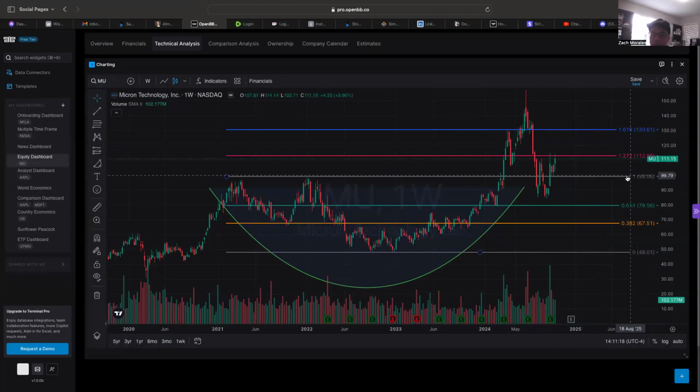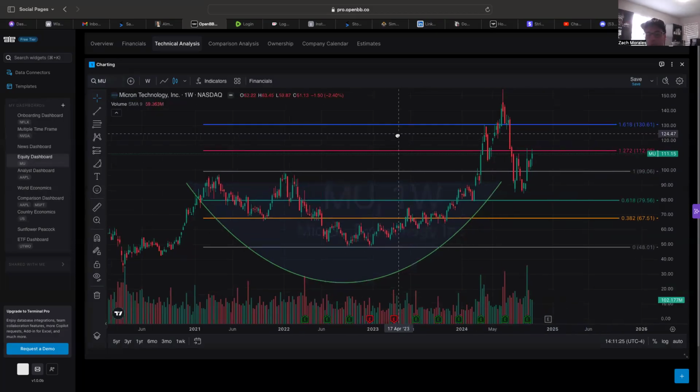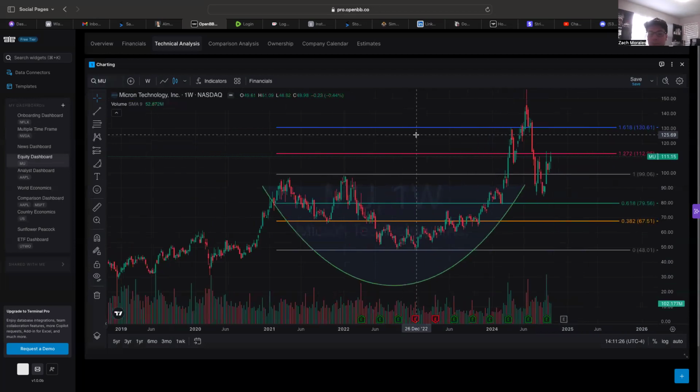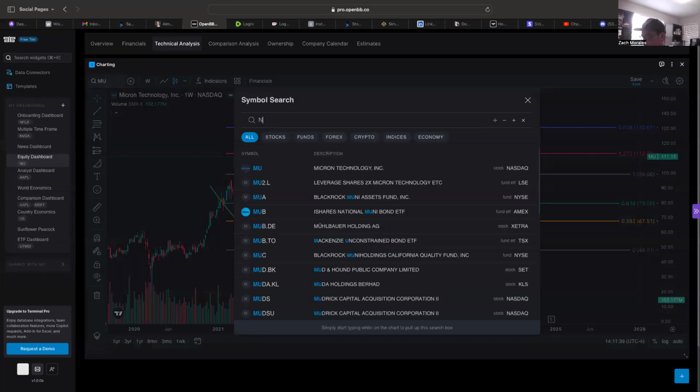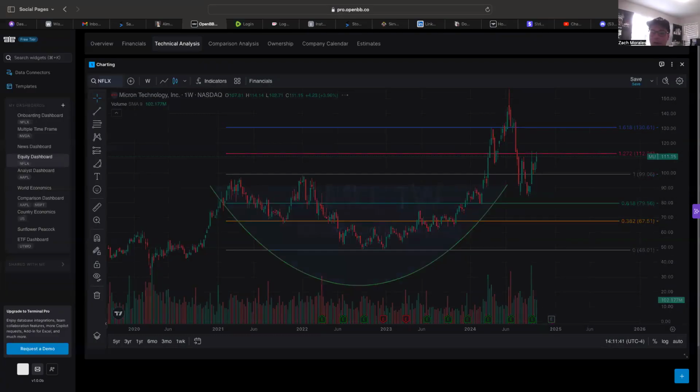So this stock went from 99 to 130 in a very, very quick time. And you'll see that a lot. When you have these large resolutions from these large multi-year base periods, it's very common for the price to just skyrocket, like we saw there with MU.